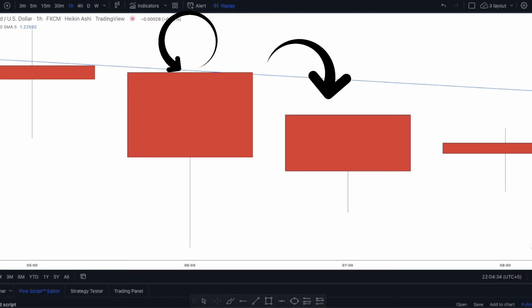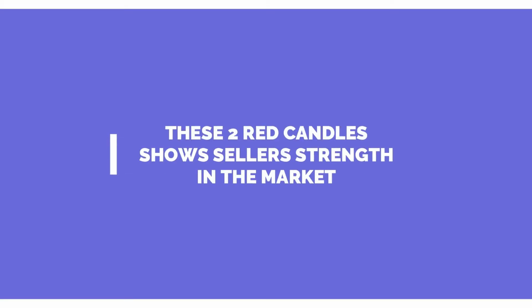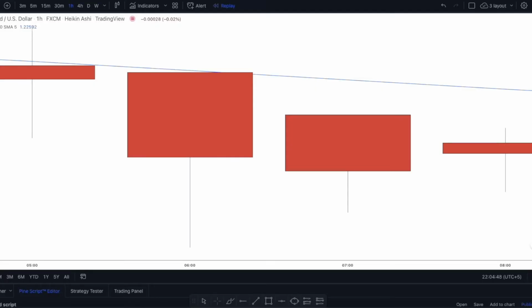We have these two red Heikin Ashi candles with no wicks on the upside, which shows a lot of strength for sellers in the market, and it also shows that there are virtually no buyers present in the market. It is a clear bearish sign. Now, as we know, we need these two red candles with no wicks on the upside after a pullback towards our 100 period moving average.